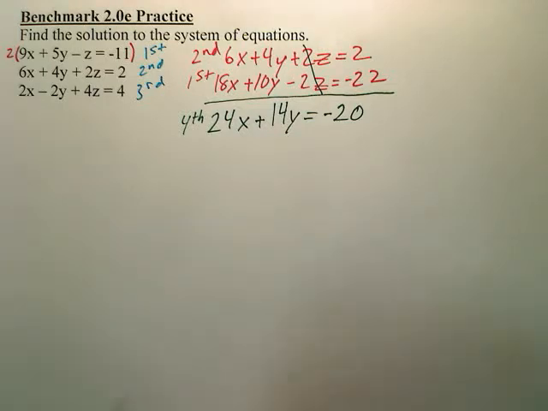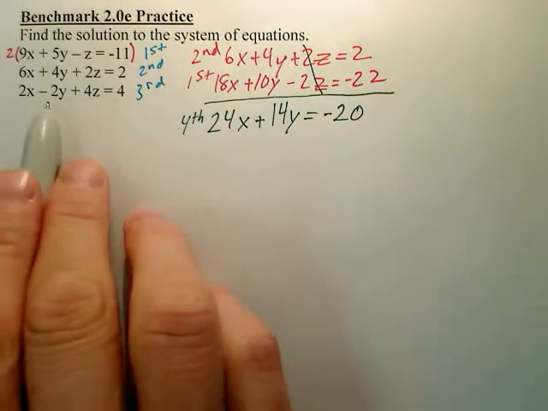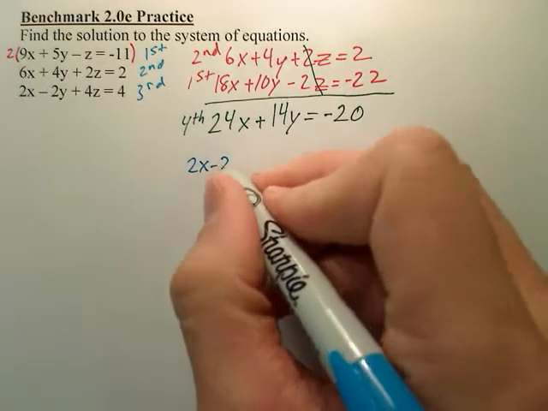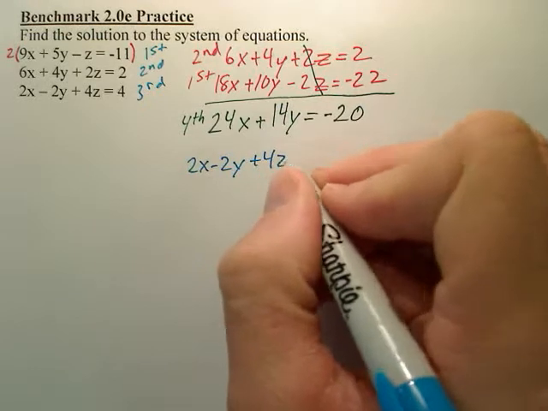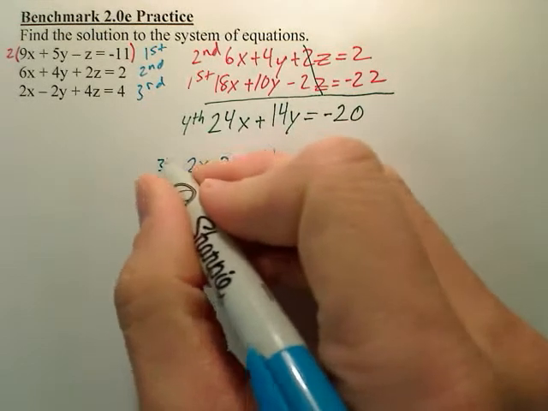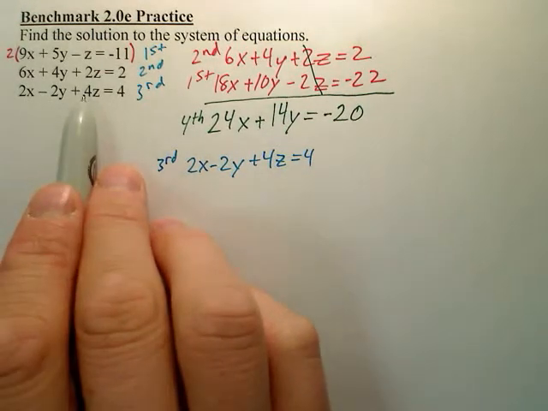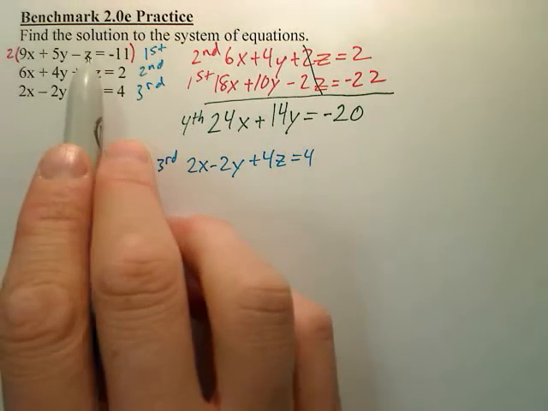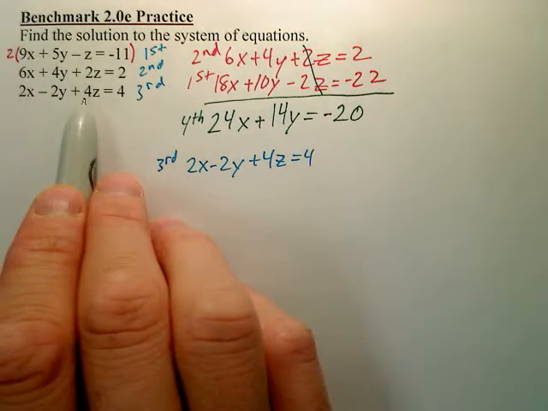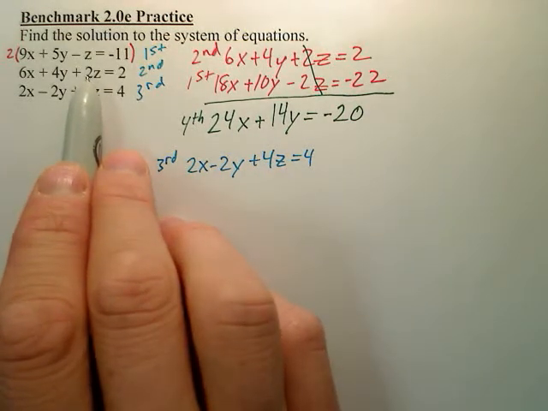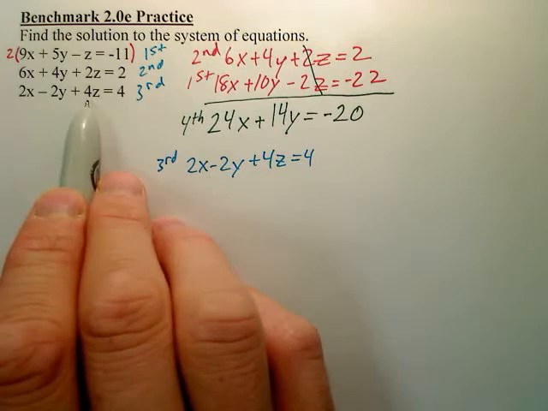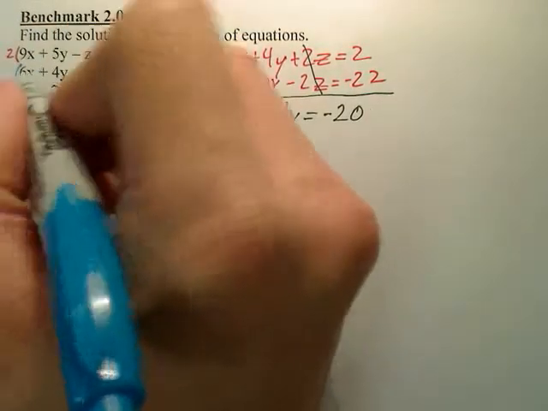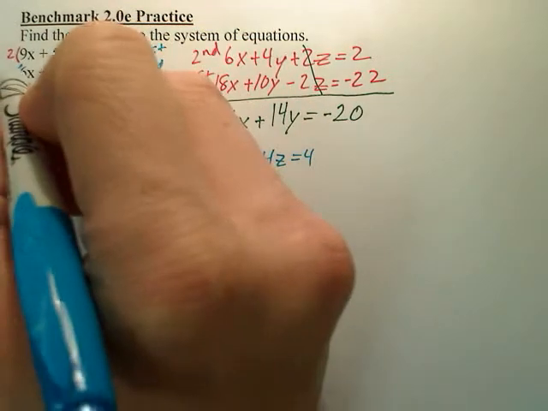Now, to make my fifth equation, I'm going to have to take the third equation, which is 2x minus 2y plus 4z equals 4. I got to combine my third equation with either the second or the first. Now, to combine it with the first, I have to multiply this by 4 to cancel. To combine it with the second, I have to multiply it by negative 2 to cancel. Negative 2 is smaller, so I'm going to do the second equation, and I am going to multiply this by a negative 2 so it cancels.